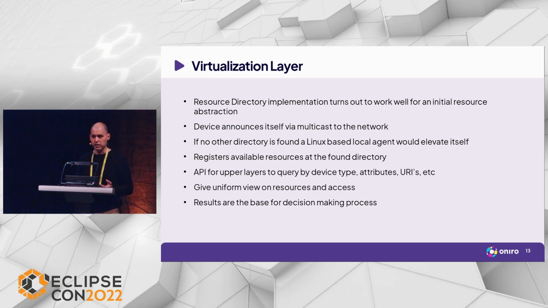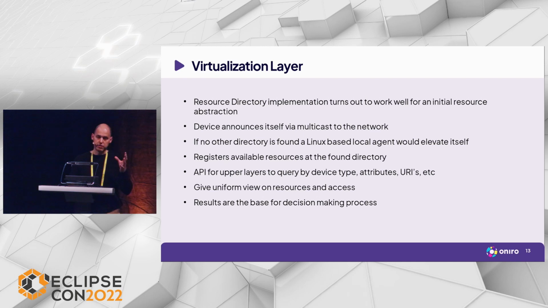So what is happening there is that the device joins the network. It announces itself to the multicast address, and if it finds a resource directory, it registers its own resources there. If it doesn't find one, and it's running on Linux, it will start itself and elevate itself to the available resource directory in the network. Yeah, so these are the resources I talked about.